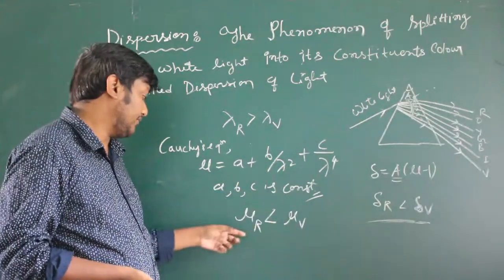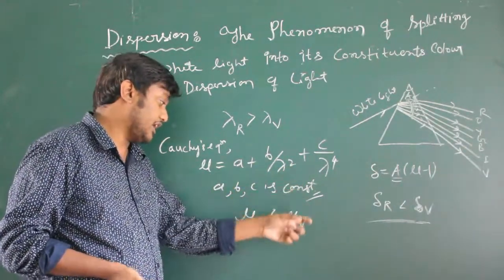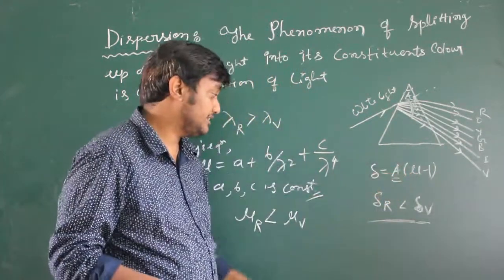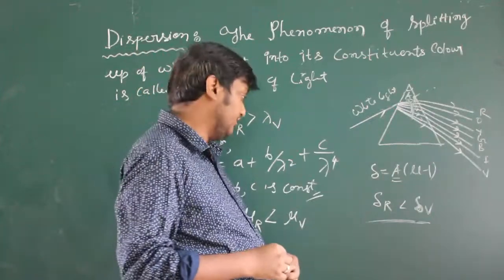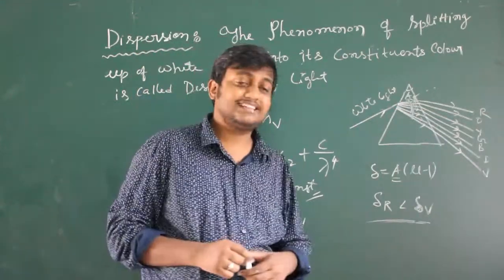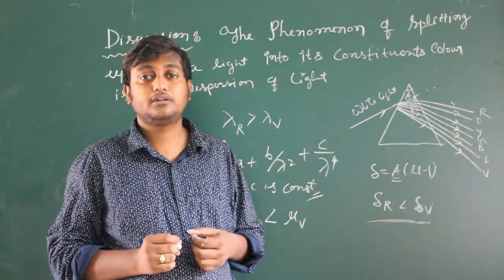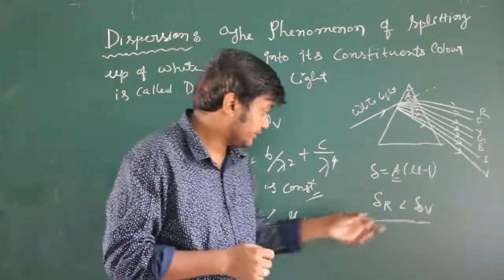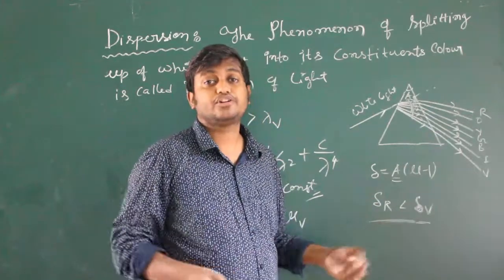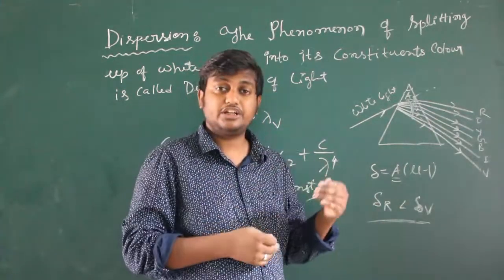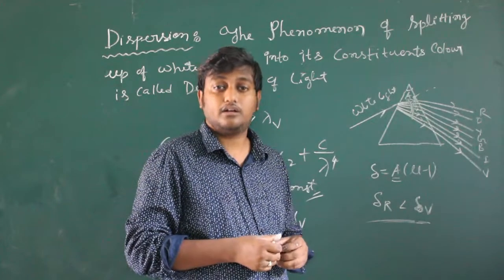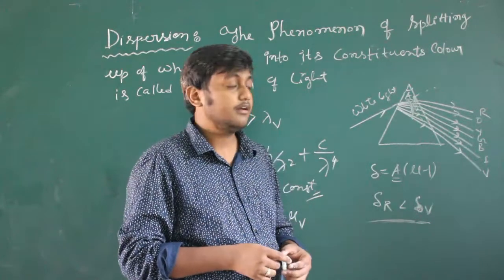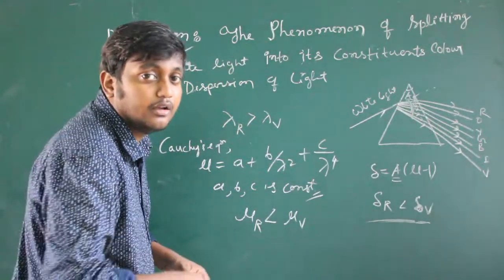Okay, if the refractive index of red light is less than that of violet light, from this formula we can say the angle of deviation of red light is less than the angle of deviation of violet. Because of the different angle of deviation, we get different colors when we pass white light through a prism. So this is the cause of dispersion.